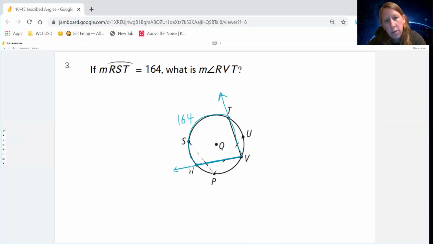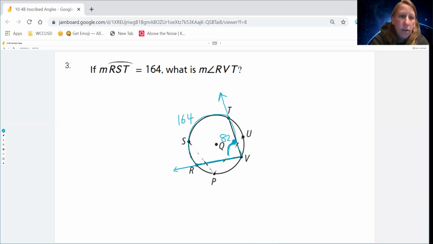I have the measure of the arc and I want the measure of the inscribed angle. And that is simply this. So my brain gets rid of all the extra stuff in the figure that was trying to confuse me. And I just do half of 164. Half of 160 is 80. Half of 4 is 2. So this is 82 degrees.